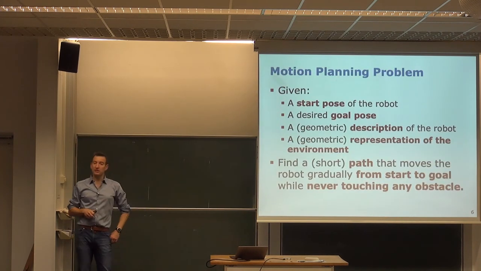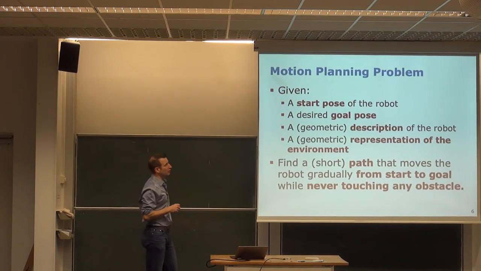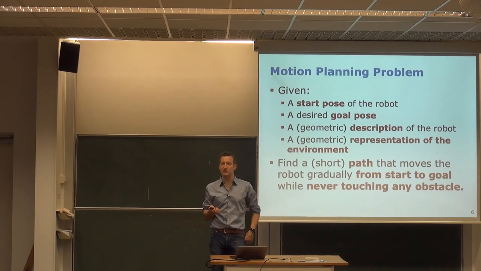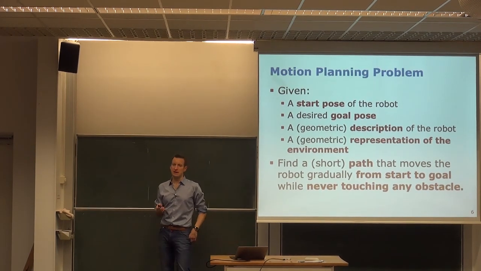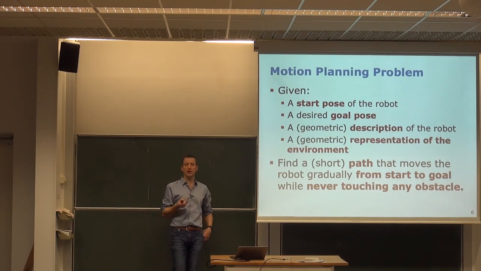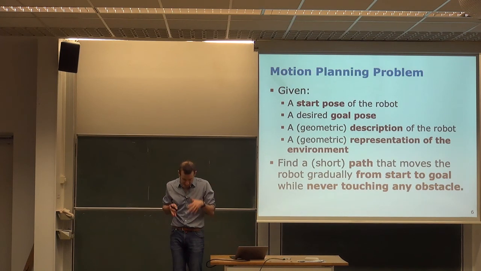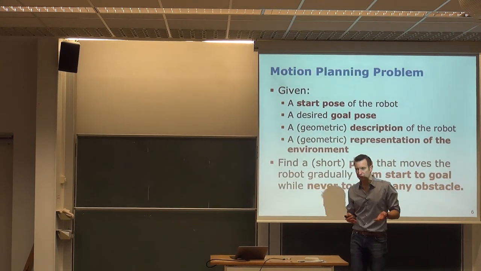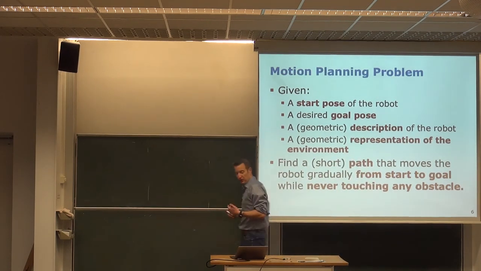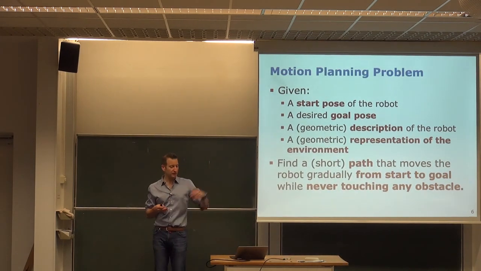Okay, so if you look at the motion planning problem, what do we have? We typically have a start configuration or a start pose of the platform. So we know where the system is right now. And we know where we want to go. So we assume that we have a goal pose or a goal state where we want to be. So for example, this could be my start state. This could be my goal state. And then the question is, how do I move from here to there?